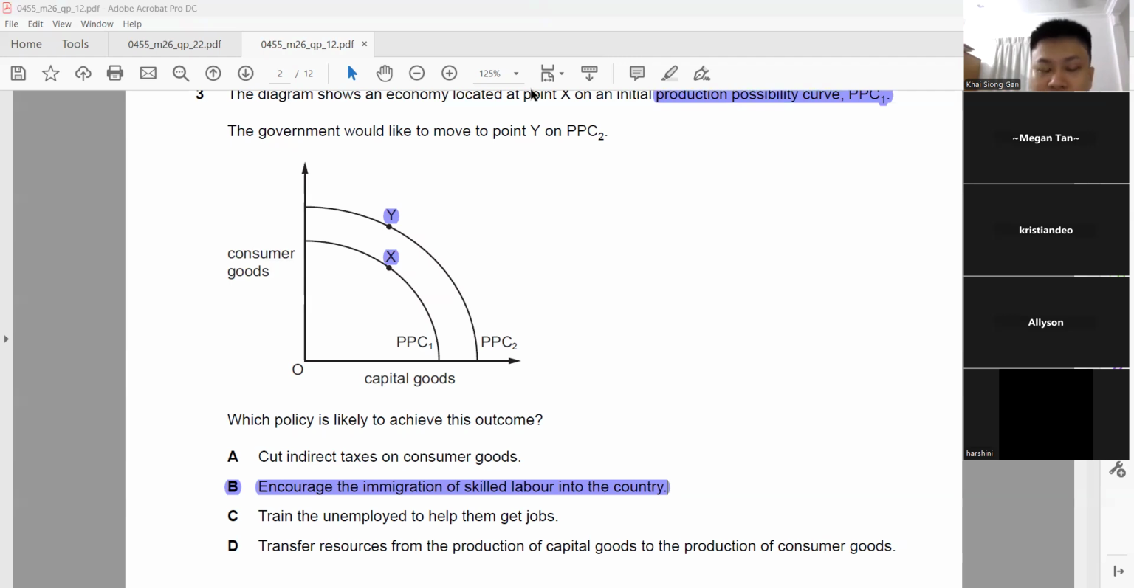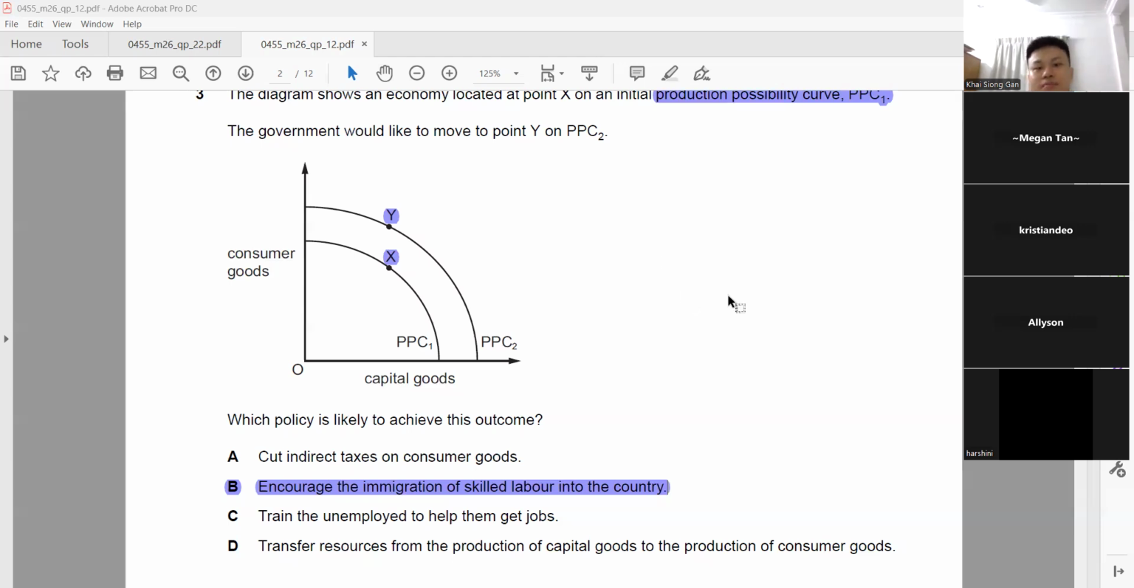So cuts in indirect taxes can only be represented on the demand and supply graph. Cuts in indirect taxes shift the supply. Indirect tax is on supply, not demand. Indirect tax on goods and services is always on producers. So it's on supply. All right.